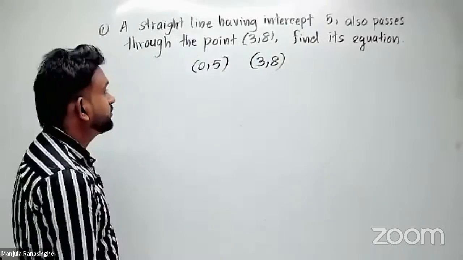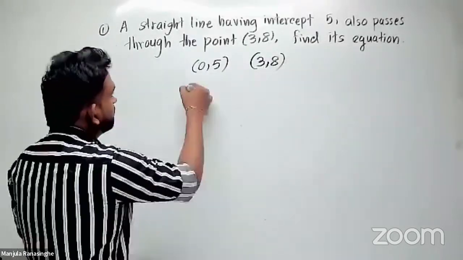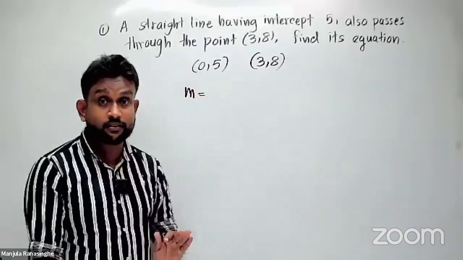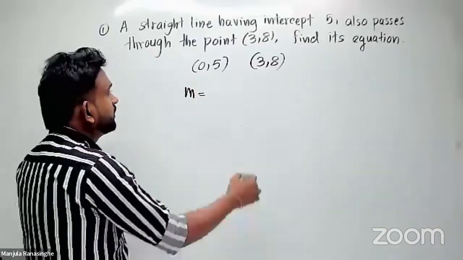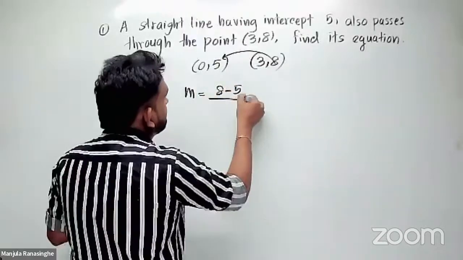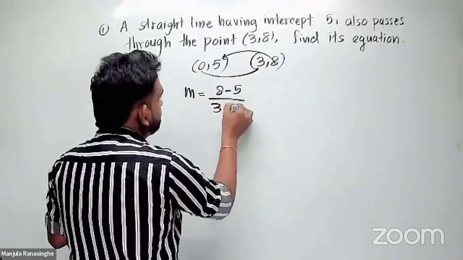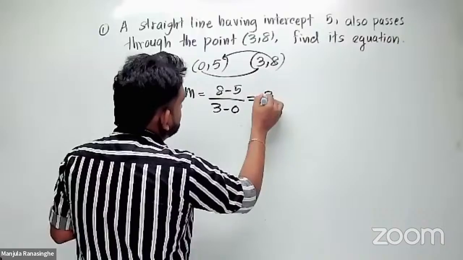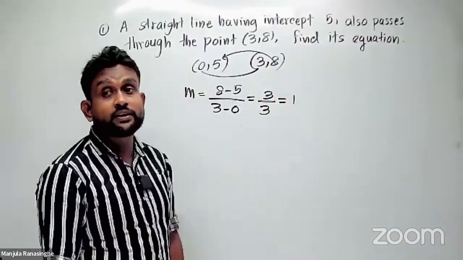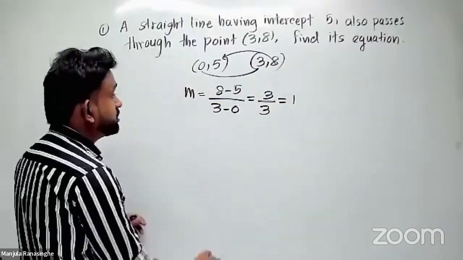Okay, then you can take the answer. The gradient equals y difference over x difference. How to take the y difference? Here 8 subtract 5 I take, then divide by 3 subtract 0. Then 8 subtract 5 means 3, 3 divided by 3 means 1. So gradient equals 1. Then what is the equation?